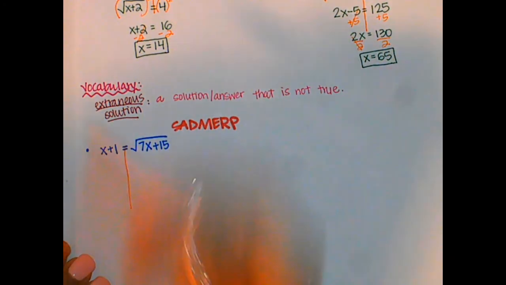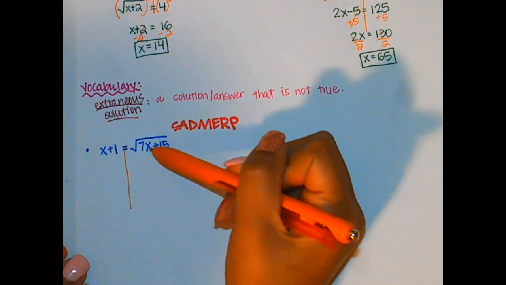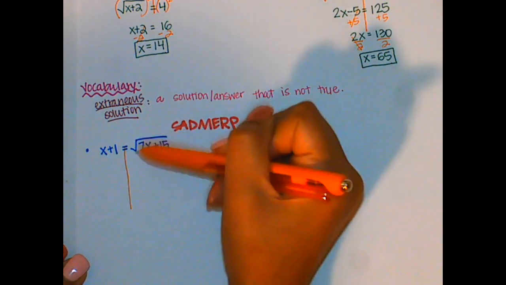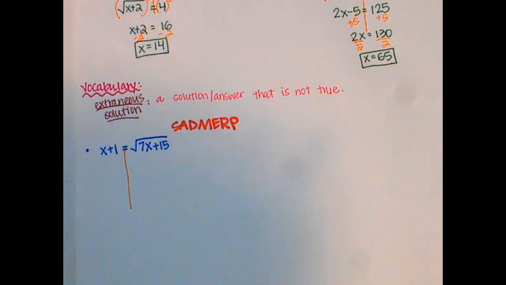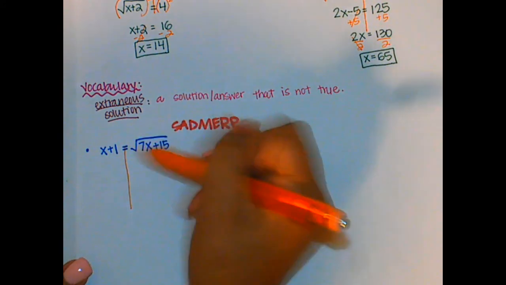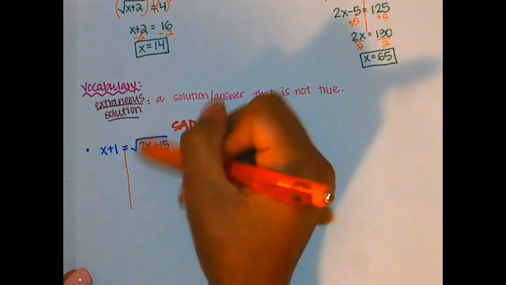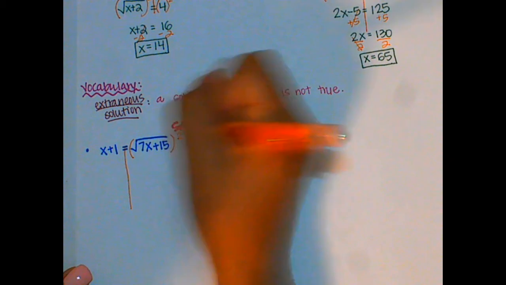I am going to keep this here because I actually want to get this x a little more isolated. So I'm going to start off by getting rid of my radical. I can't do anything to this yet because it's stuck inside. So if I get rid of my radical, then it's kind of free game for me to move it wherever I want. So in order to get rid of this radical, I am going to raise both sides to the power of 2.